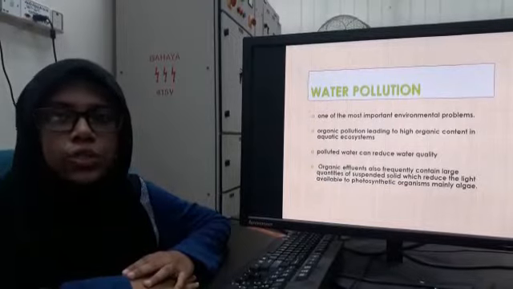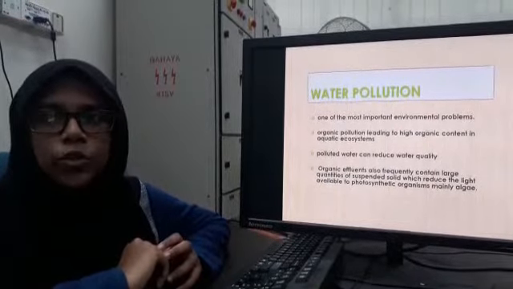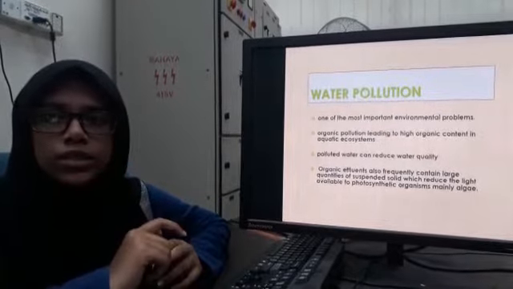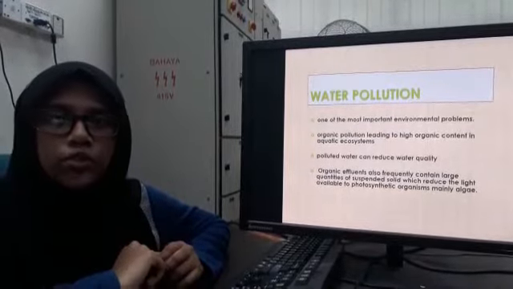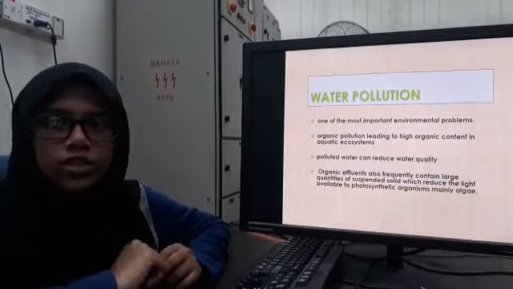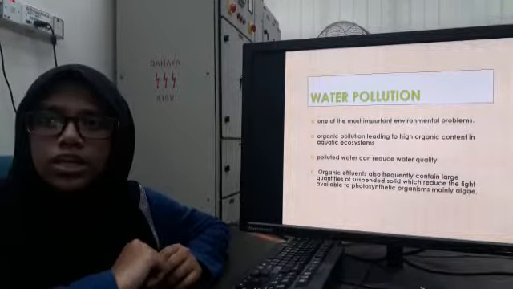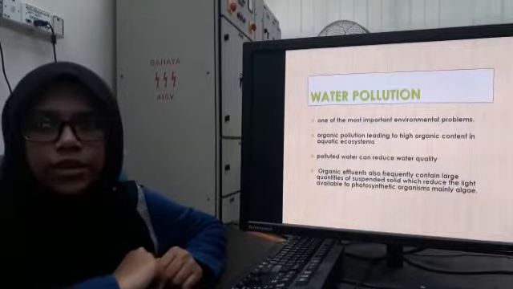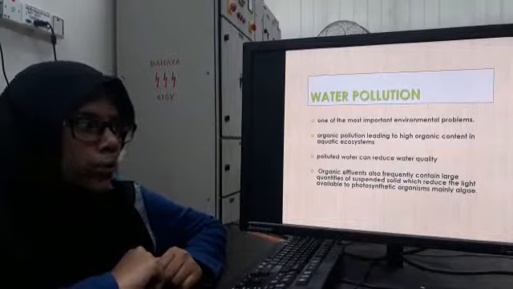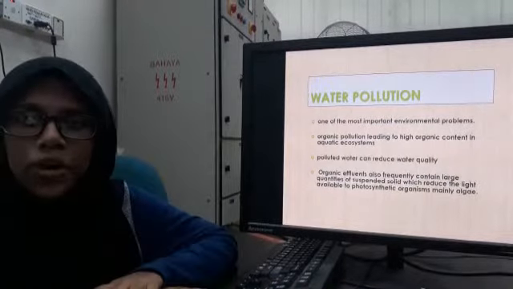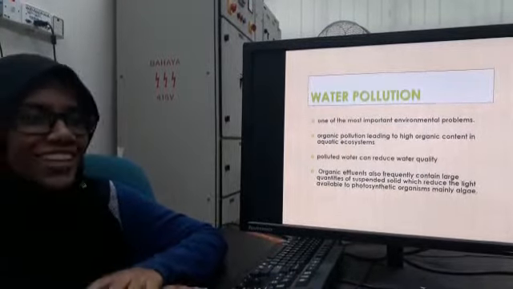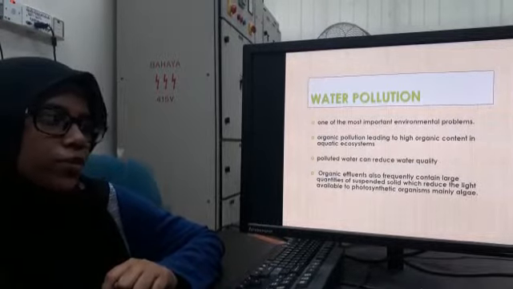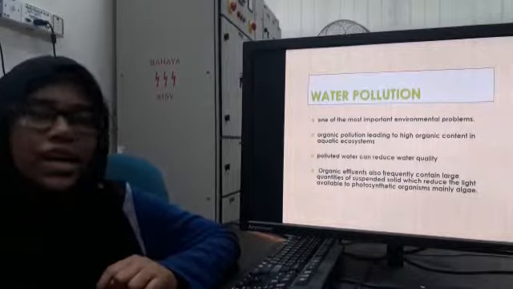Organic pollution occurs when large quantities of organic compounds from many sources are released into the receiving running waters, lakes, and also seas. Organic pollutants originate from domestic sewage, raw or treated, urban runoff, industrial effluents, and farm water. Organic pollution could negatively affect the water quality in many ways. Organic effluents also frequently contain large quantities of suspended solids which reduce the light available to photosynthetic organisms, mainly algae.